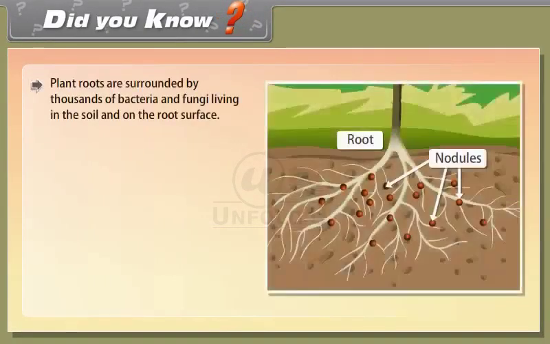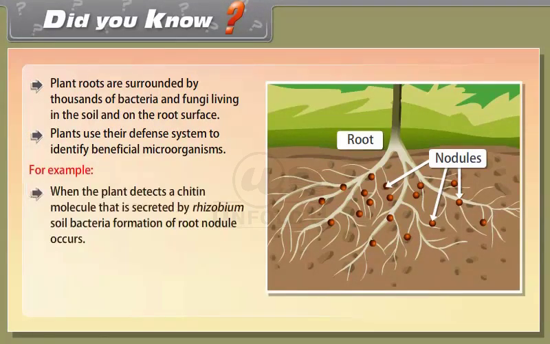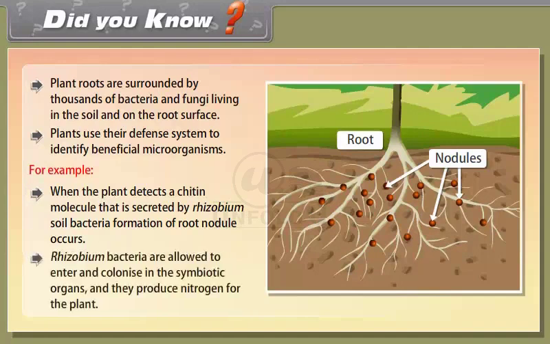acid. Did you know? Plant roots are surrounded by thousands of bacteria and fungi living in the soil and on the root surface. Plants use their defense system to identify beneficial microorganisms. For example, when the plant detects a chitin molecule that is secreted by Rhizobium, a soil bacterium, formation of root nodules occurs. Rhizobium bacteria are allowed to enter and colonize in the symbiotic organs and they produce nitrogen for the plant.